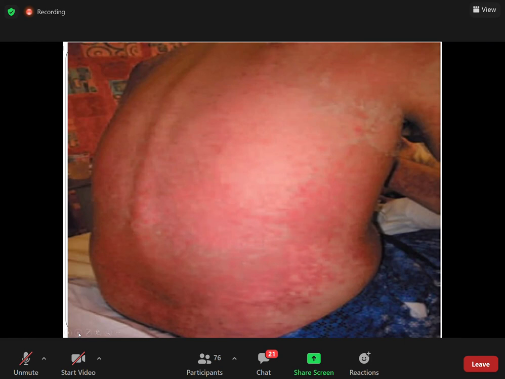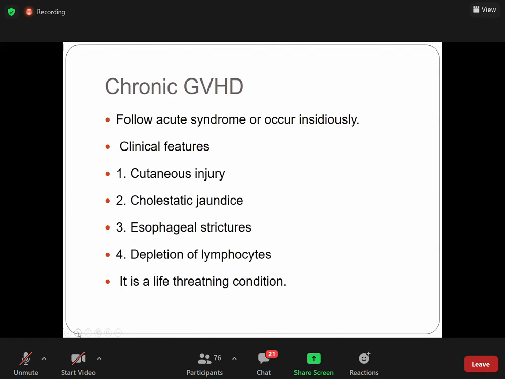This is the type of chronic disease. Clinical features include liver injury, cholestasis, aspergillosis, and lymphocytic infiltration, a life-threatening condition. So we already said that in some cases chronic GVHD can lead to the loss of the patient.